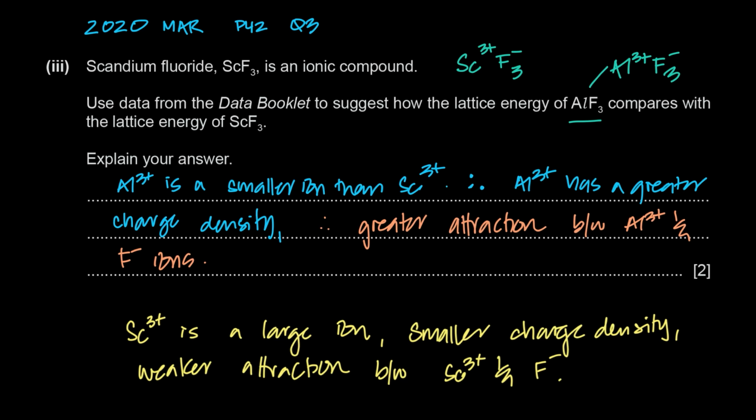All right. So therefore you will add here that the lattice energy of aluminum fluoride is greater. Or here you'll say the lattice energy of scandium fluoride is less exothermic. So the lattice energy of aluminum fluoride is more exothermic. The lattice energy of scandium fluoride is less exothermic. So either you can say more exothermic or you can say the magnitude of lattice energy is greater.